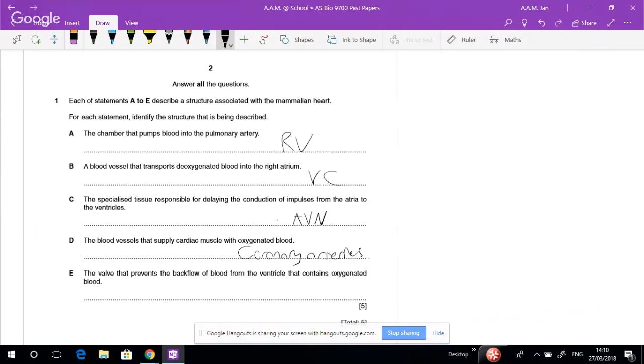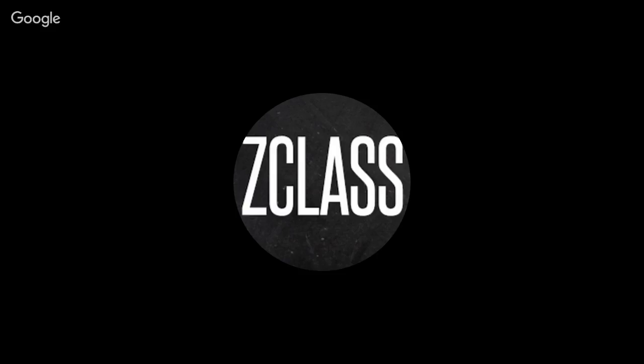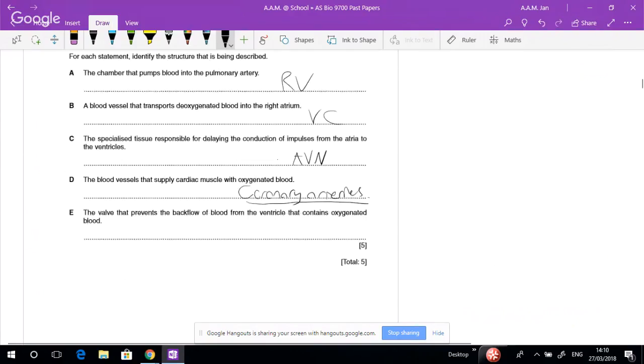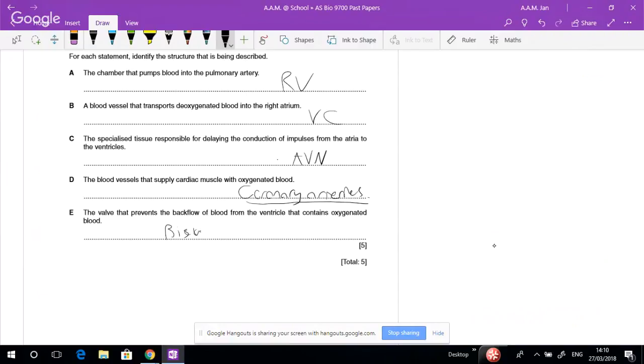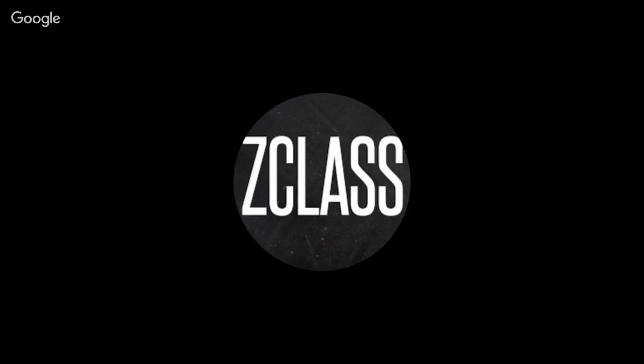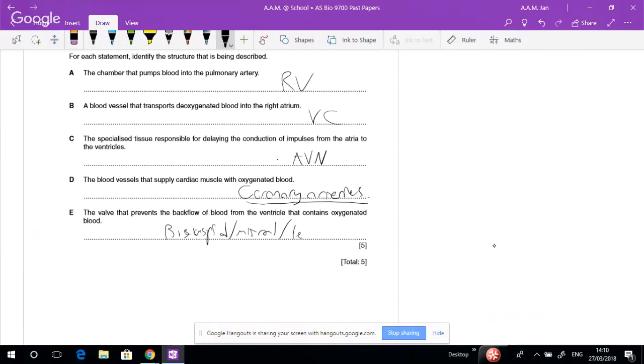Okay. So in heart attacks, the coronary arteries are the arteries that get blocked up and cause ischemic damage to the muscle tissue. Mark, part E? That would be the bicuspid valve or the mitral. Yeah, so you could say bicuspid, mitral, or left atrioventricular. So you could use any of those terms and you'd get the mark for that.